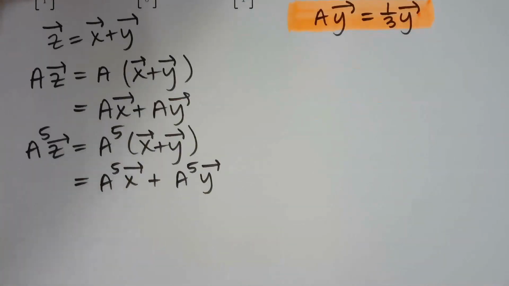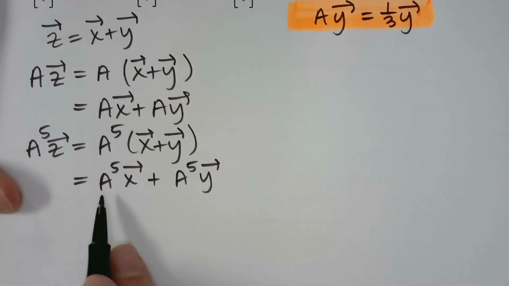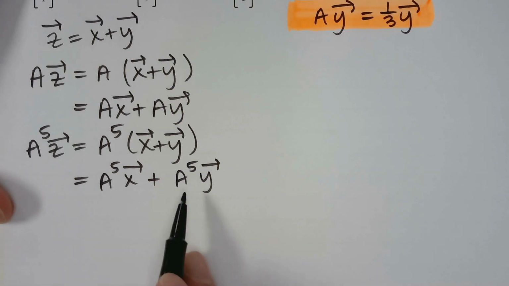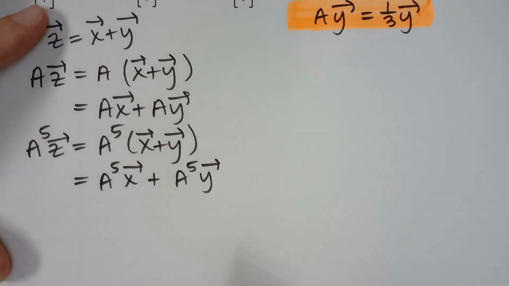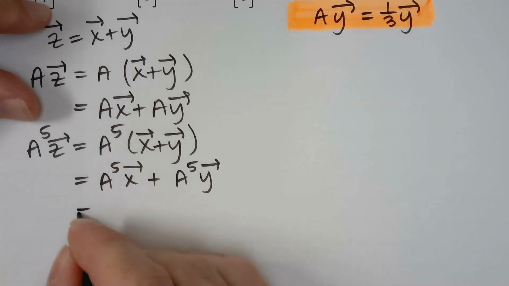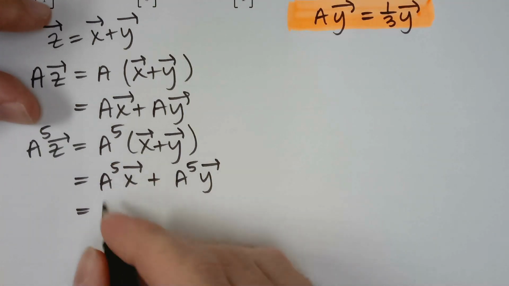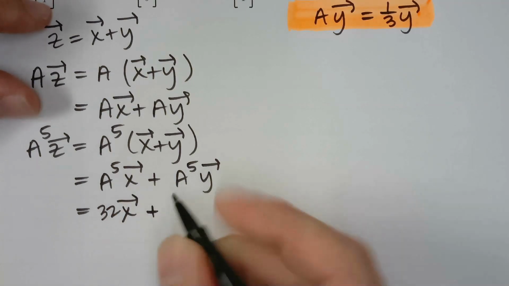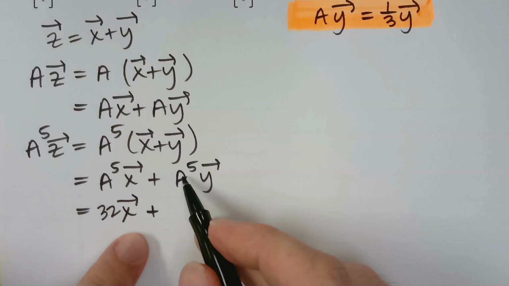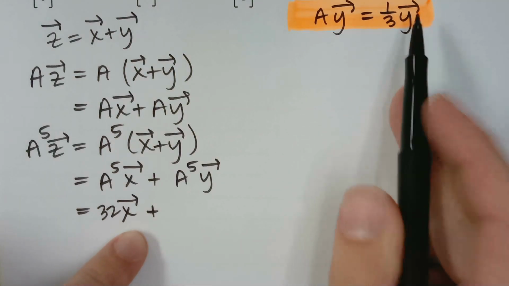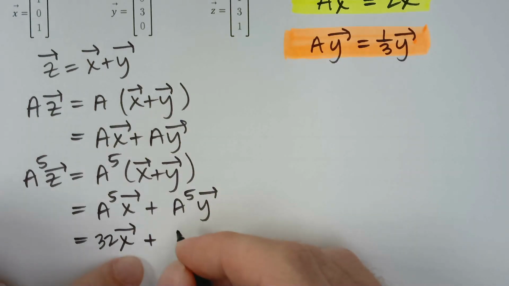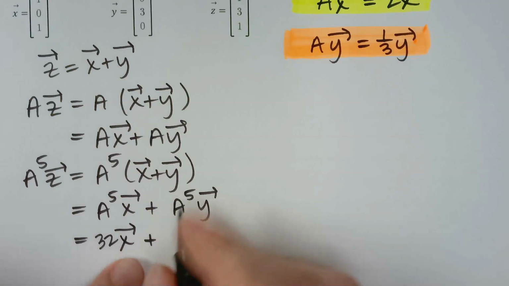Okay. And I don't know if we've thought a whole lot about the repeated multiplication on an eigenvector, but it's just going to repeatedly scale it. Maybe I'll come back and justify that in a second. But A to the 5th x is going to be 2 to the 5th x, so 32x, plus A to the 5 y is going to be 1/3 to the 5th times y. So wait, 3 to the 4 is 81, meaning 3 to the 5 is going to be 243.